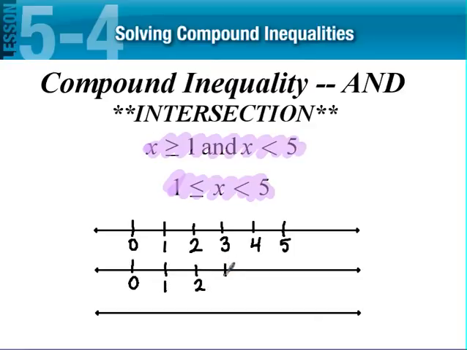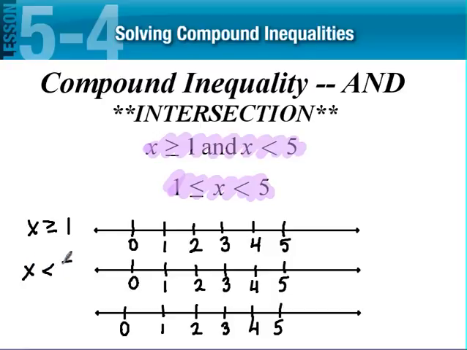Okay? So notice here I've got 3 lines. The first line, I'm going to graph x is greater than or equal to 1. On the next line, I'm going to graph x is less than 5. And then on the final one, I'm going to graph their intersection. So x is greater than or equal to 1. You all should be able to do that.